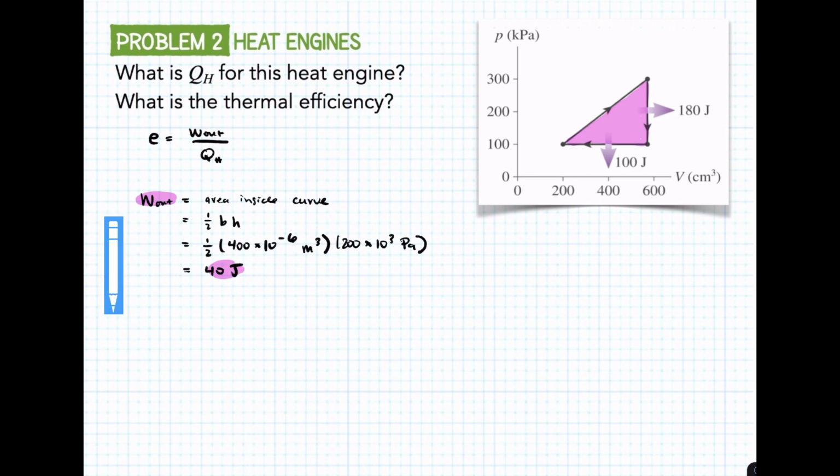Now we know what QC is because we could see there's work going out, heat going out of this graph during the isochoric and isobaric processes, so here to here. So our QC, which is not what we're looking for, but what we need to start with, is 100 joules plus 180 joules. It was nice of them to give us that stuff, and that's going to be 280 joules. So remember, QC is just all the heat leaving the system.